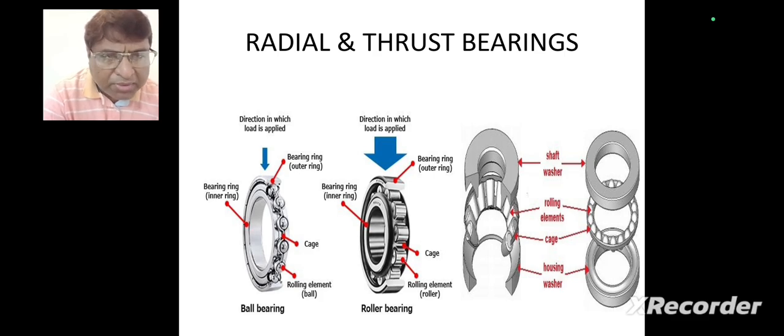And in roller bearing also the parts are bearing ring, inner ring, bearing ring, outer ring, cage, rolling element or roller. And also here the direction in which the load is applied shown. And for thrust bearing also the parts are given here, that's a shaft, washer, rolling element, cage and housing washer.